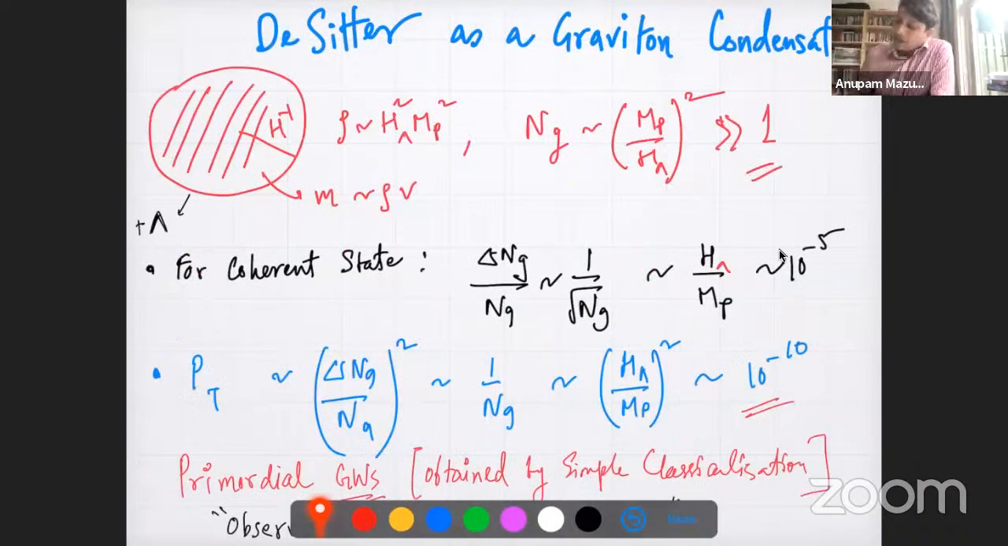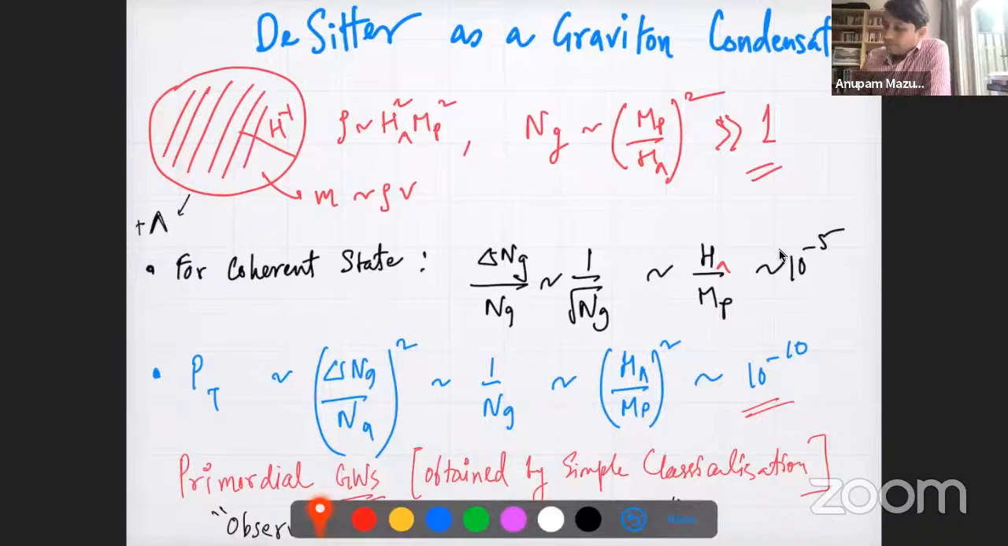The same argument you can make for de Sitter space, and since I don't have much time, for a coherent state you can show this very interesting behavior happens. In the large n limit, the fluctuations are suppressed by 1 over square root of ng. And in the case of de Sitter, this is nothing but H over m Planck, which is roughly 10 raised to minus 5. And the 2-point correlation for the graviton will be the square of this quantity, which gives you 10 raised to minus 10. Although this is a very tiny number, effectively the system we are dealing with is an inherently classical system.